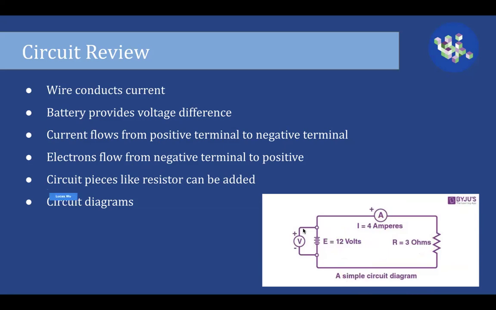So circuit pieces like resistors, you can add to the circuit. For example, here we have a resistor. We also have an ammeter, which measures the current through some element in the circuit. We also have a voltmeter here, which measures the potential difference across some element. Those are different elements you can add to a circuit. And a circuit diagram, like this one, is used to represent the battery and wires and how we attach different elements in our circuit.